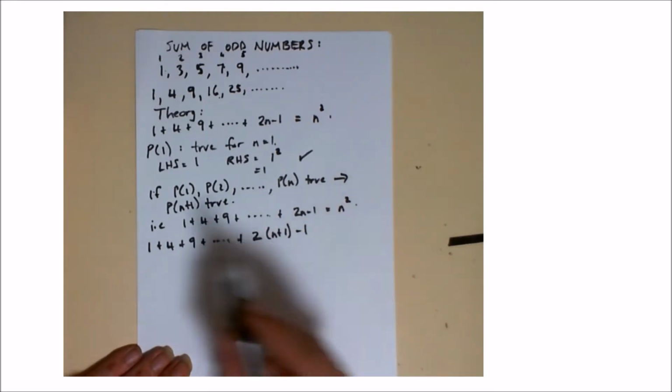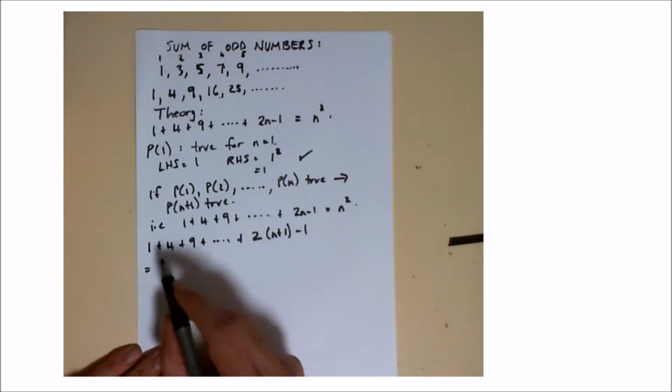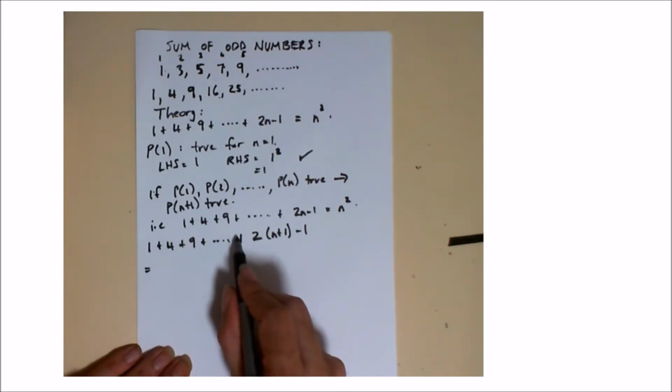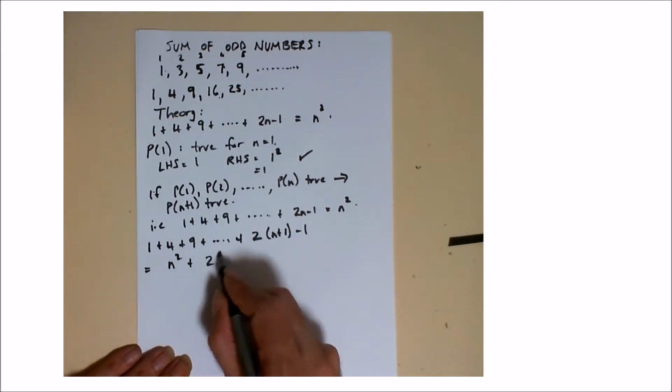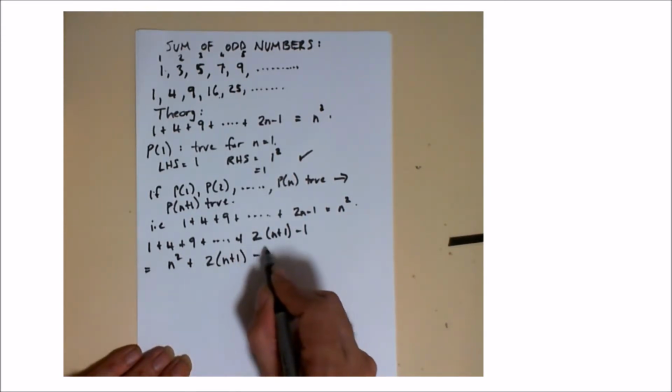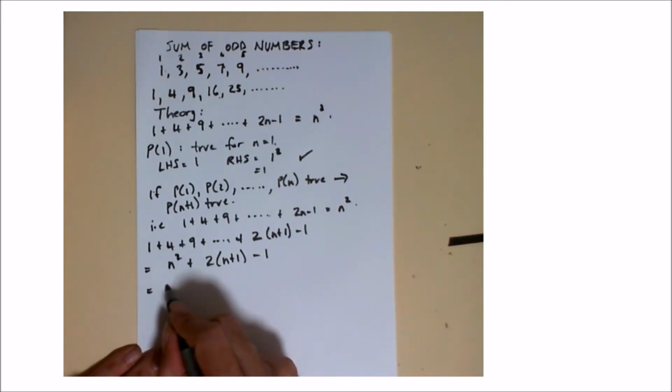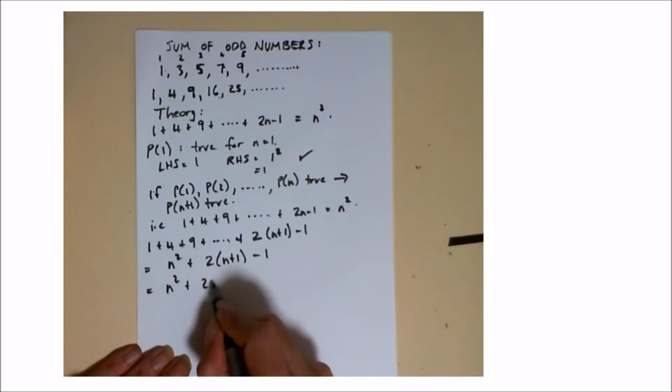Now what we have to do is go through the induction process. So this is the if. If it's true for the first n terms, we have to prove that it's going to be true for n plus 1. So the one above that, we have to show that it's true.